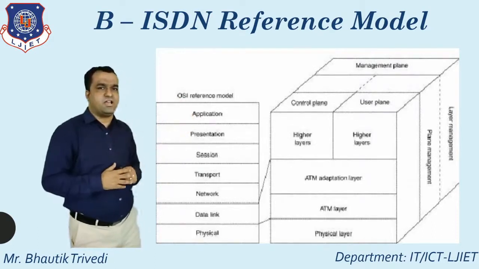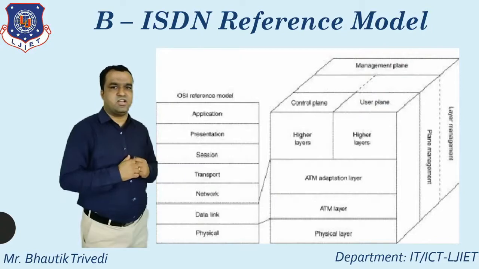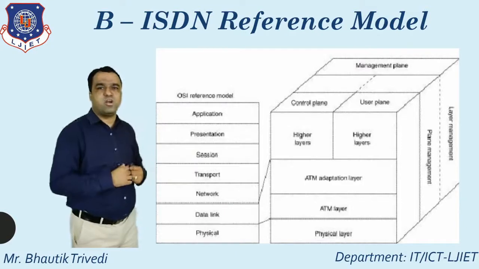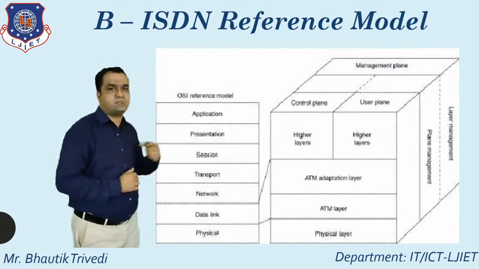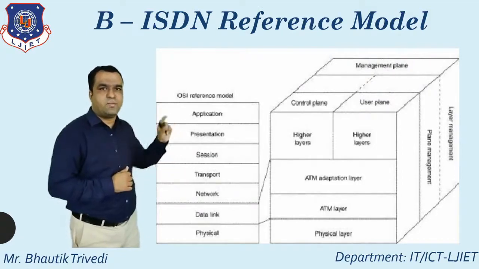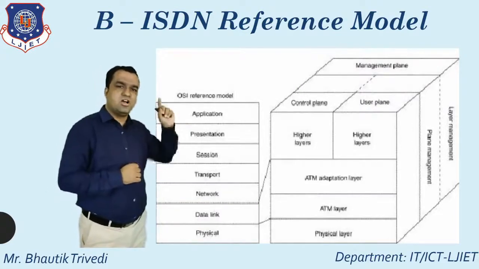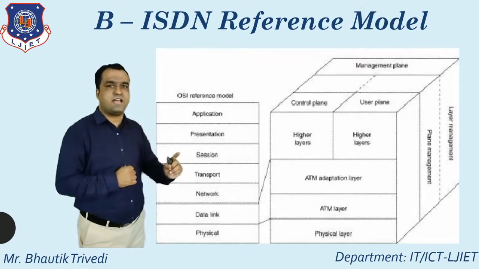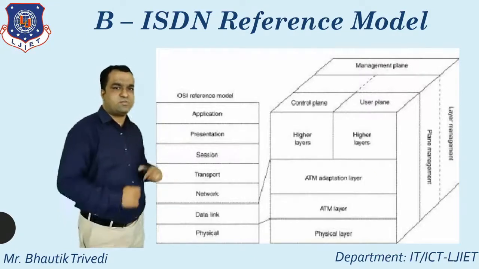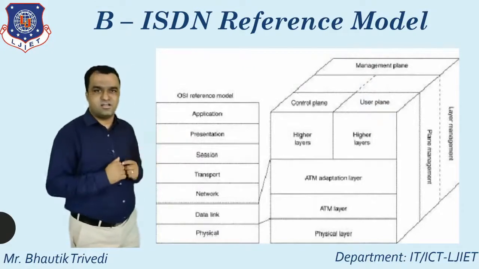Here you see a new diagram, the BISDN reference model. Here you see physical layer to physical layer. The data link layer of the OSI model directly corresponds to the ATM layer and the ATM adaptation layer of the BISDN reference model. And from the network layer to the application layer, these can be considered as the higher layers in this figure. Again I repeat, this is the most important diagram: physical layer to physical layer mapping, data link layer to ATM and ATM adaptation layer mapping, and network to application as the higher layers.